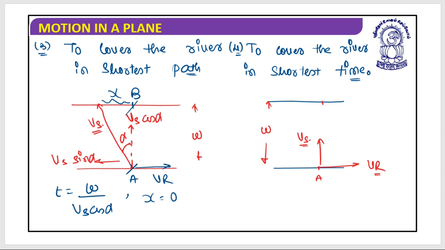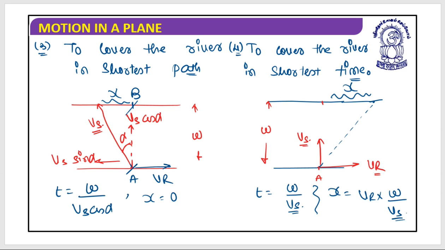This is velocity of swimmer. So to cover this, T should be equals to W divided by Vs. And your drift, because you start from here and you are going to land probably on this position, this is the drift, sorry. It's x which is equals to Vr multiplied by t, and this t should be equals to W by Vs. I hope these things are clear. Can you do this kind of questions?